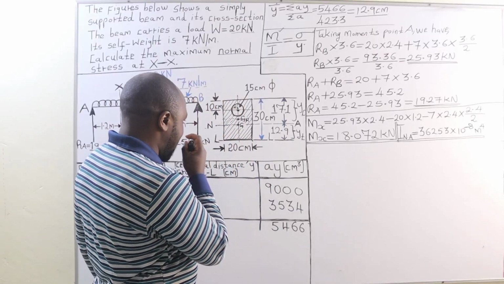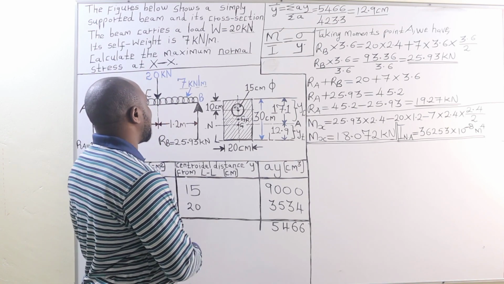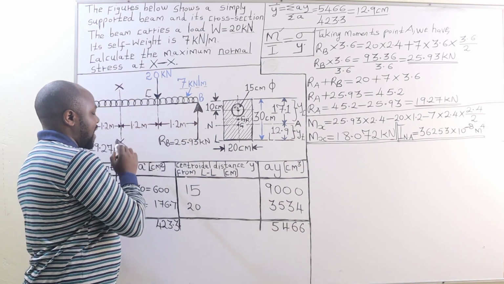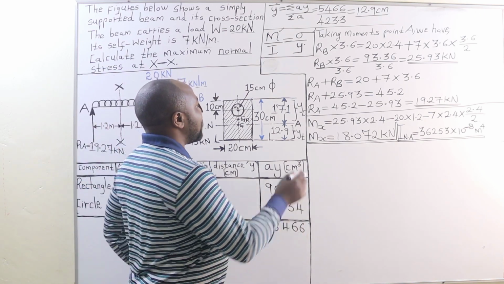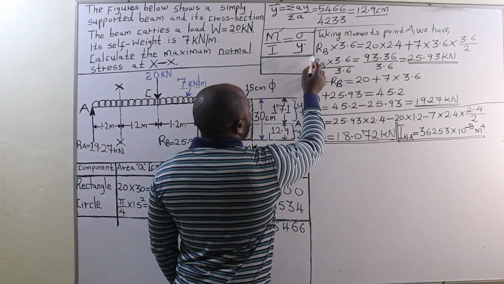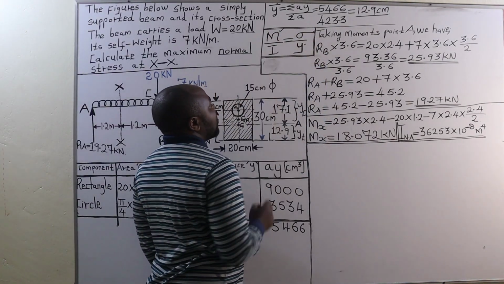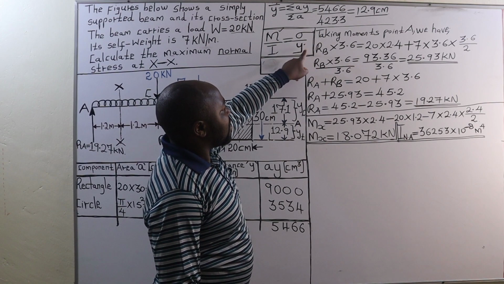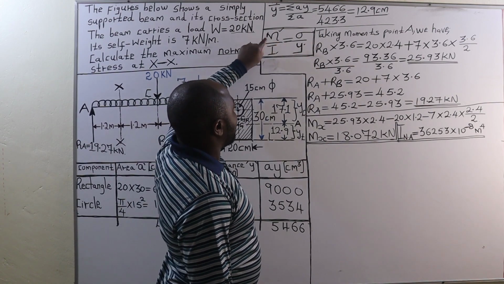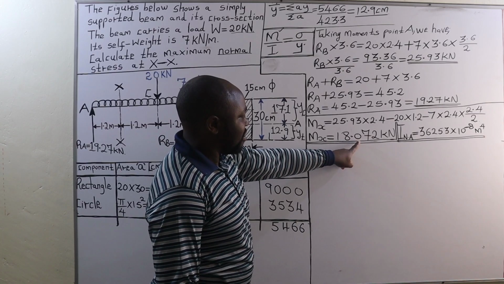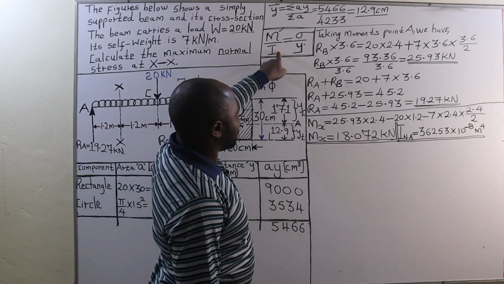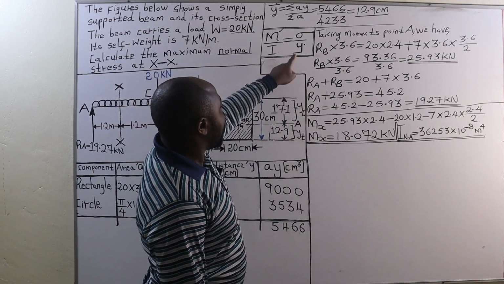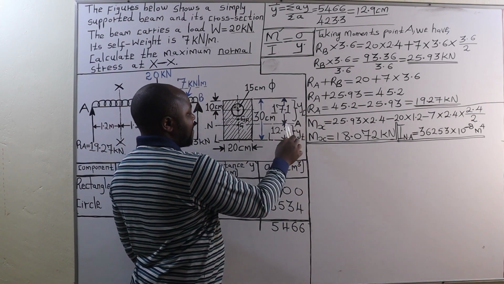Therefore, the next thing we are going to do is to calculate the maximum normal stress at section XX. And for us to do that, we are going to use the bending equation, which is given by this relation. So we have the bending moment divided by the moment of inertia is equal to stress divided by y. Therefore, we have the bending moment here, it is 18.072 kilonewtons. We have the moment of inertia about the neutral axis of this I-beam section. We got it there. We have y, that is YC, 17.1.